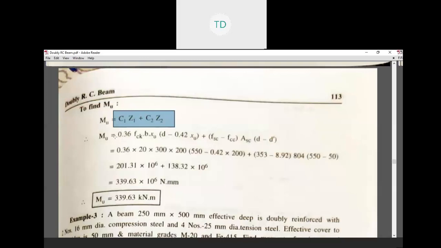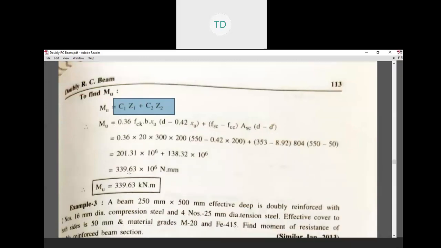We get 0.36 fck b xu (d minus 0.42 xu) plus (fsc minus fcc) into Asc into (d minus d dash). Putting all the values we have into this equation, we get the final answer as Mu equal to 339.63 into 10 raised to 6, which is similar to 340. We take Mu equal to 340 kilonewton meter.